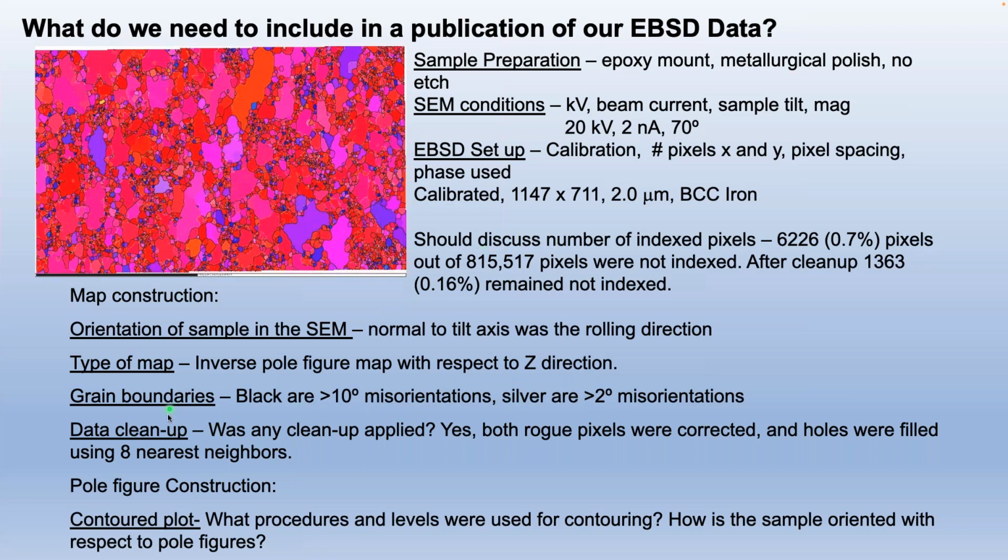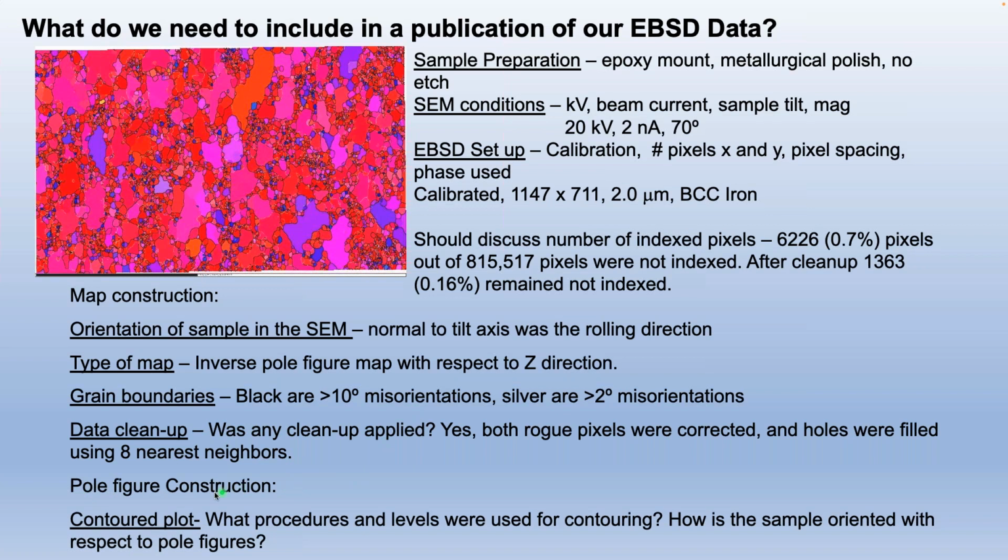I mentioned data cleanup here. I think you should mention it explicitly. Was any data cleanup applied? And in this case, yes, I already told you that. Some rogue pixels were corrected. That would be misindexed pixels surrounded by a grouping of similarly indexed pixels. And holes were filled in using 8 nearest neighbors. Okay. Again, very important information for the reader to look at.